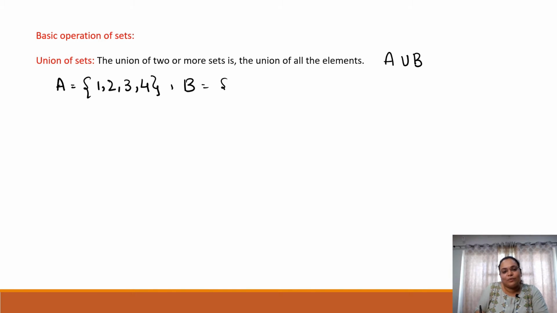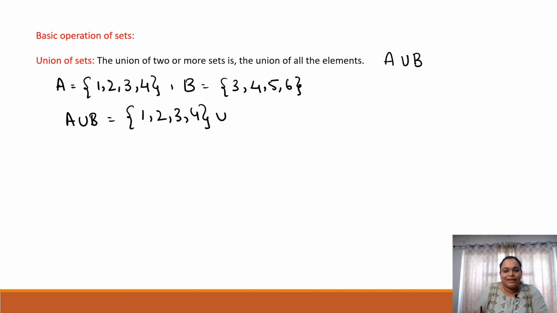Set B is equal to {3, 4, 5, 6}. A union B is equal to... what is A? {1, 2, 3, 4}. Union B is {3, 4, 5, 6}. What is union? All the elements from both the sets.